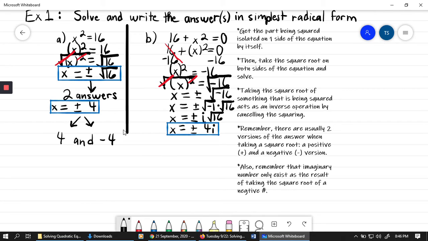And so these are the answers for part A and part B here for example 1. And these answers are already in simplest radical form, because again, since we were able to take the square root of 16 and write it as 4, technically that is the simplest radical form here.